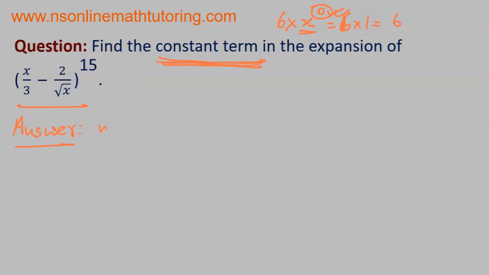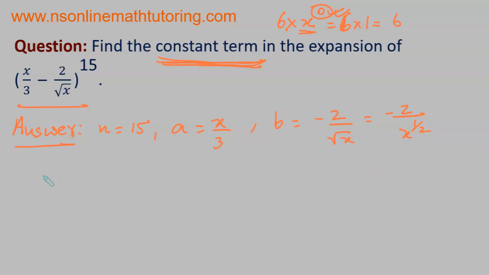The power is equal to 15. What is a? a is equal to x over 3, the first term. What is b? b is equal to negative 2 over root x. This can be written as negative 2 over, I do not want the surd form because in binomial expansion you always deal with indices, the powers and not the surd. So I write root x as x to the power of half.